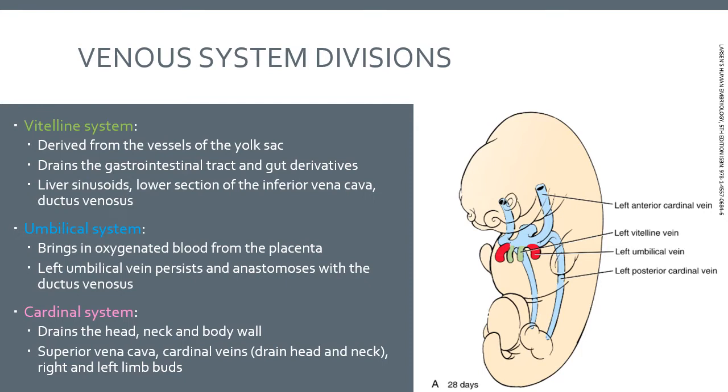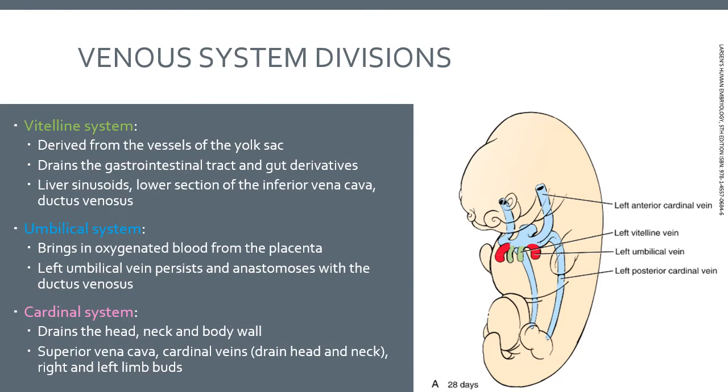Just like vessels or arteries from the yolk sac become functional parts of the baby's circulatory system, so do the veins. They drain the gastrointestinal tract and the gut derivatives, just like the vitelline arteries provide blood to the gastrointestinal tract and the gut derivatives. And so some of the veins of the vitelline system include the liver sinusoids, which are essentially just anastomosing or merging capillaries that allow for gas exchange, the lower section of the inferior vena cava, the ductus venosus. There are lots of other ones. These are sort of the heavy hitters for that system.